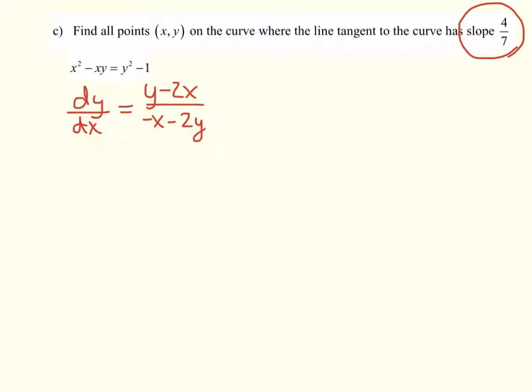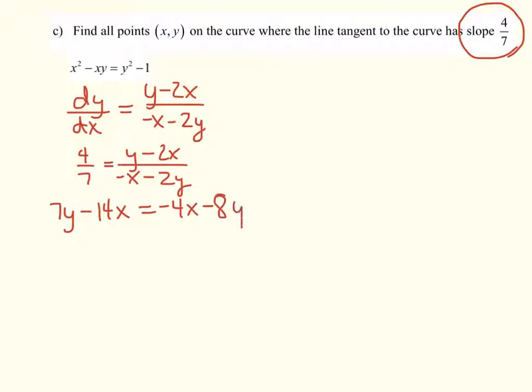Okay, so this was the slope that we had, and it was 4/7. So I'm going to put 4/7 in for dy/dx, (y minus 2x) over (negative x minus 2y). And we're going to go ahead and cross multiply. Again, hopefully that's what your gut is telling you to do. So we'd get 7y minus 14x equals negative 4x minus 8y.